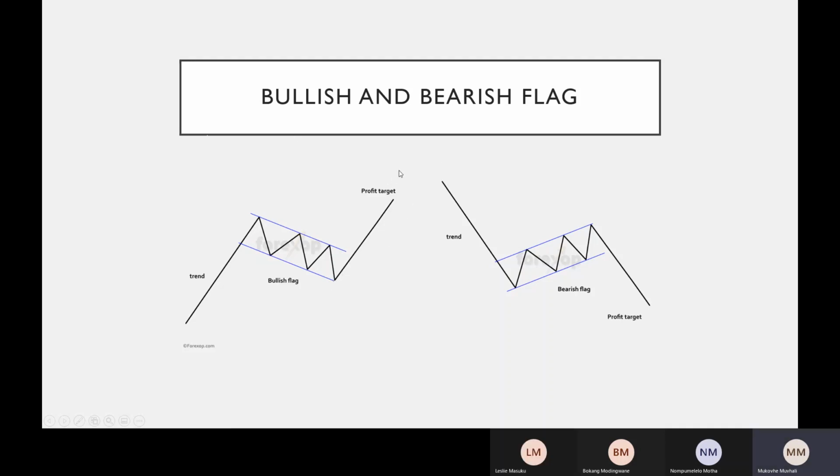It's going to go up to a certain level up there where you're going to take your profit, right? I'll show you how you can use Fibonacci levels to target your profit. Okay, and then on the downtrend, you have your downtrend, and then you have your bearish flag. It's trending upwards, and this is trending upwards.